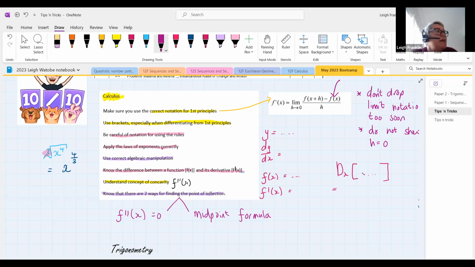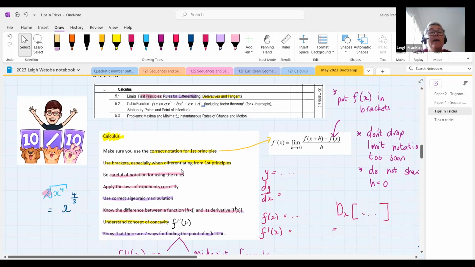If you're working with the second derivative to find the x coordinate at the point of concavity, or the point of inflection rather, make sure that you show that f double prime x is equal to 0 as well, because you get marks for those zeros. That's very, very important. Those are my hints and tips with regards to calculus.